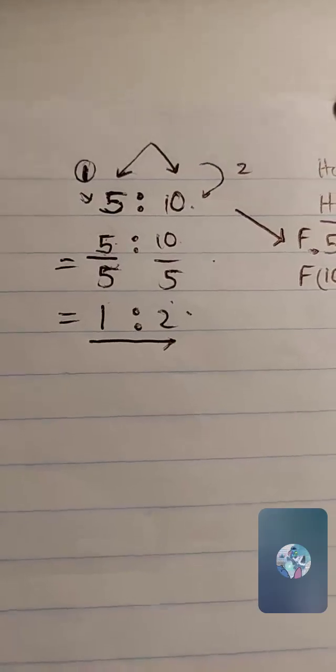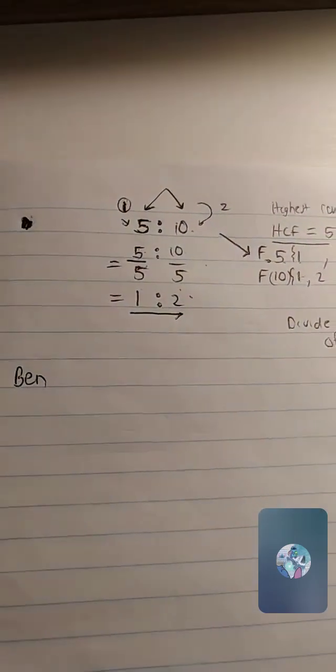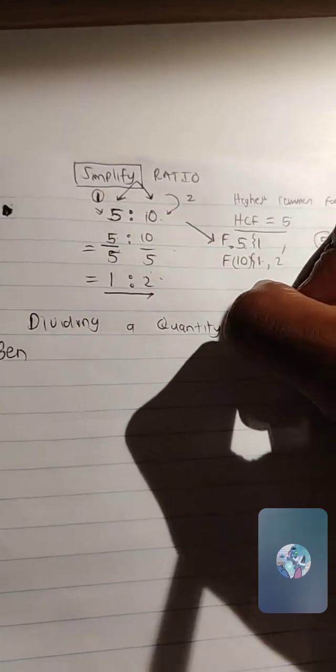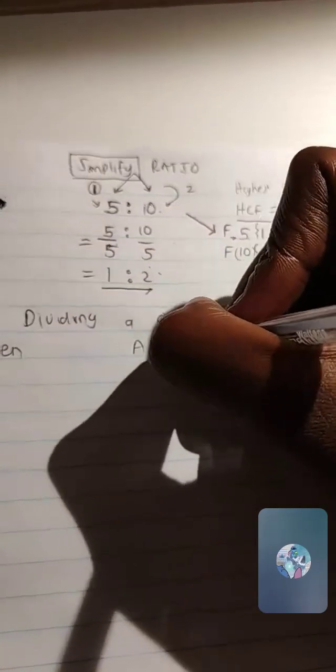Ben gives 2 rand, Mondlo gives 4 rand, and Jabu gives 6 rand to buy a packet of sweets. If there are 24 sweets in the package, how many sweets should each of them get? Okay, so the one that I did with you was simplifying ratio. The one that you are now reading out has to do with dividing a quantity by a ratio.